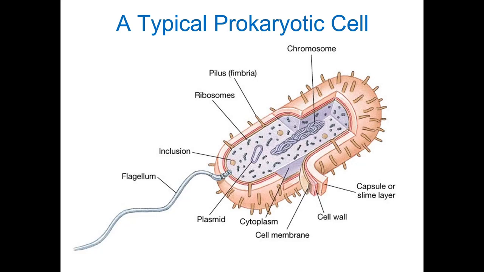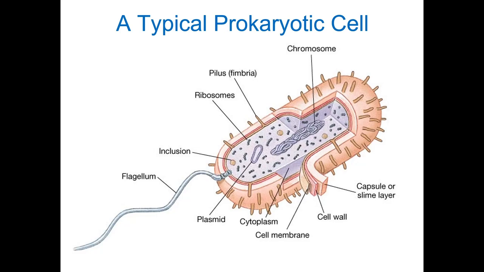We don't have a whole lot in the way of organelles either. We don't have a Golgi body. We don't have rough and smooth ER. We do have ribosomes, but we don't have the more extensive, more complex organelles that you would associate with a eukaryotic cell.